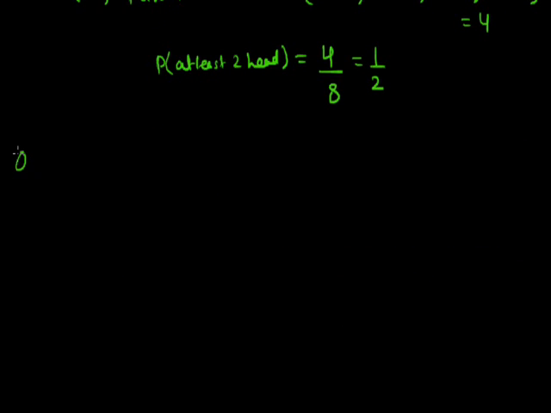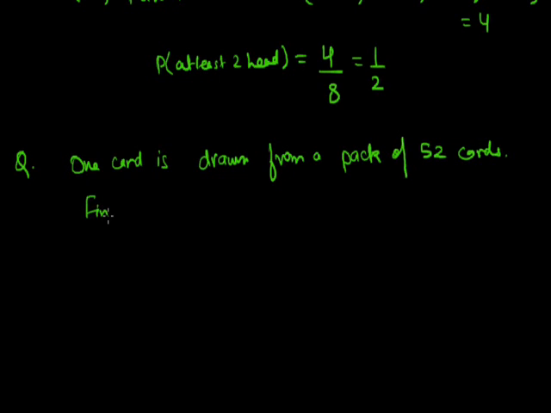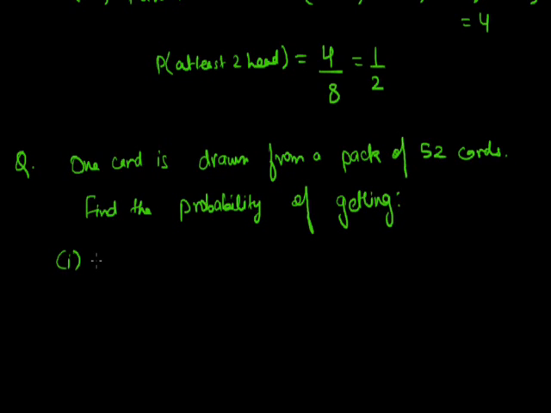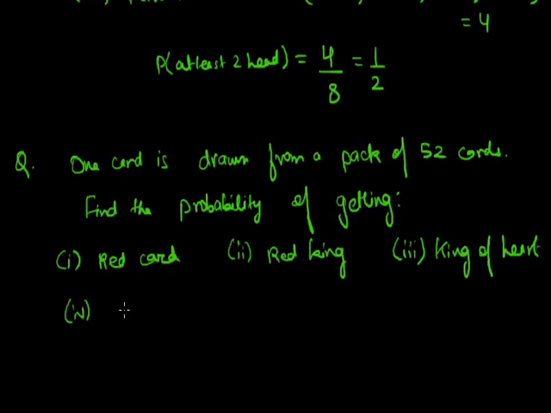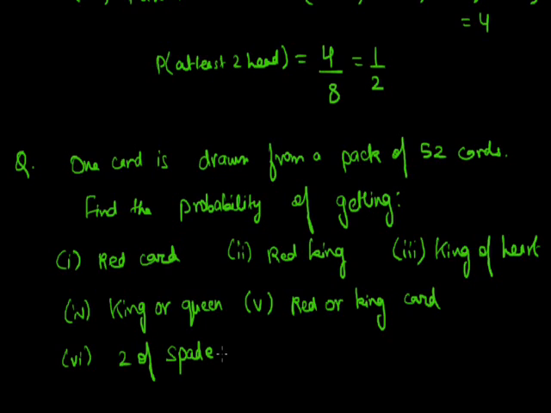And now we'll see the last example based on these probabilities. First we write down the question. One card is drawn from a pack of 52 cards. Find the probability of getting: first, red card; second, red king; third, king of heart; fourth, king or queen; fifth, red or king card; sixth, 2 of spade; and last, 10 of black suit.